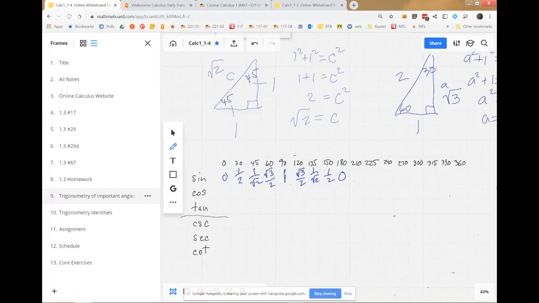Okay, now we go into the third quadrant. 210 is a 30-degree angle, so the number is 1/2, as you can see when you look back over here. But because we're in the third quadrant, negative. 225, that's a 45-degree angle. All negatives in the third quadrant. 240, that's really what? 60 degrees past the x-axis. So that would be square root 3 over 2.